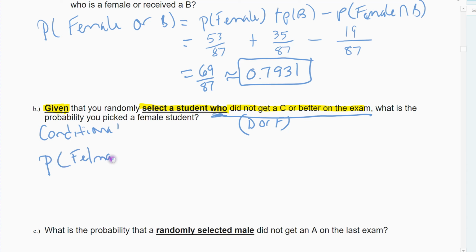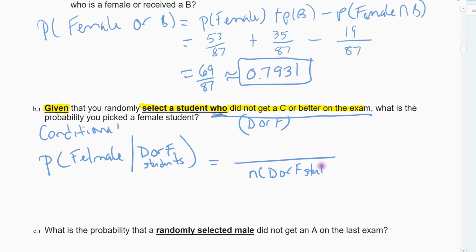Probability that they're a female is the one I'm looking for, but I'm only looking at the D or F students. So it's the conditional formula. Number of D or F students is what I'm going to be pulling from, right? I'm no longer pulling out of all 87. I'm narrowing it down to just the D and F. So I'm selecting from only that group. So that's what I divide by, what I'm selecting from. I'm selecting a D or F student. If I select a D or F student, what's the chance that they're female?